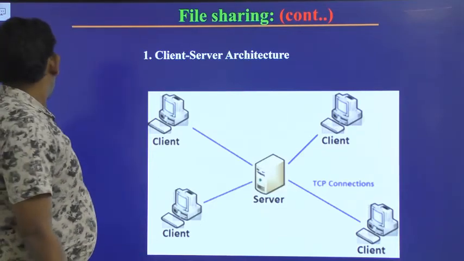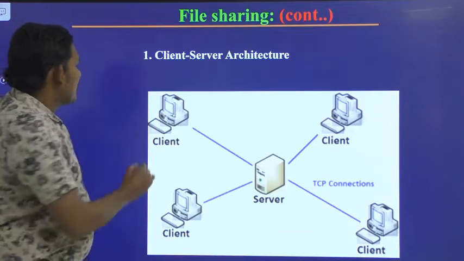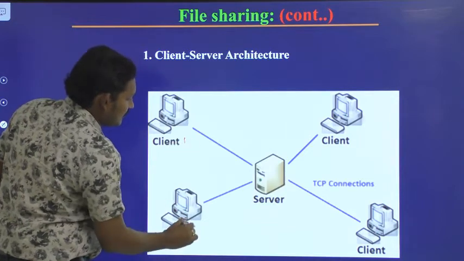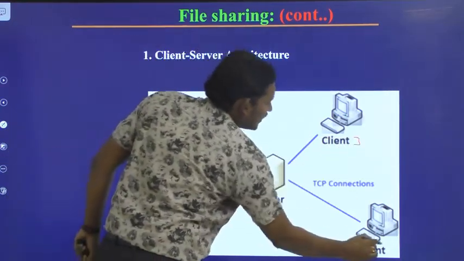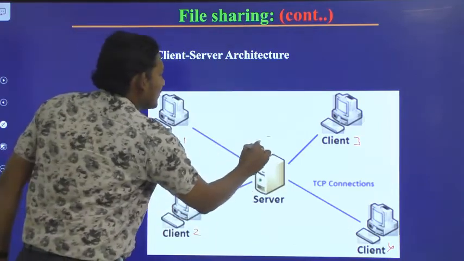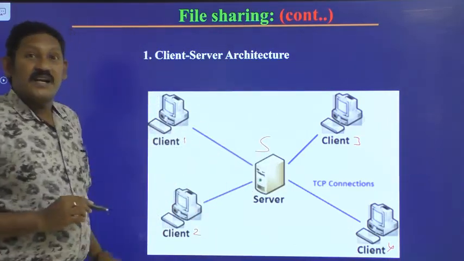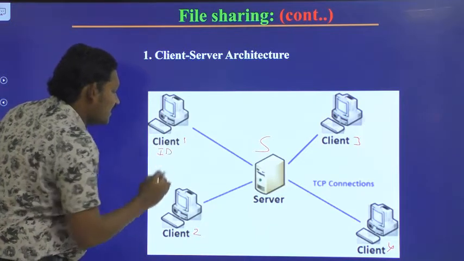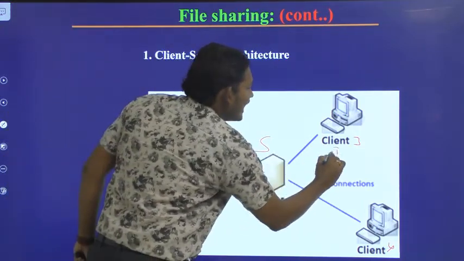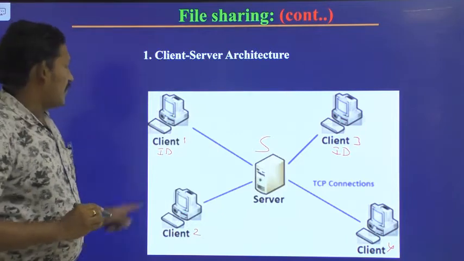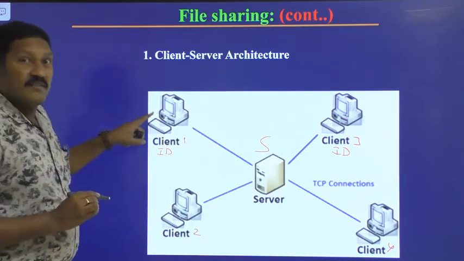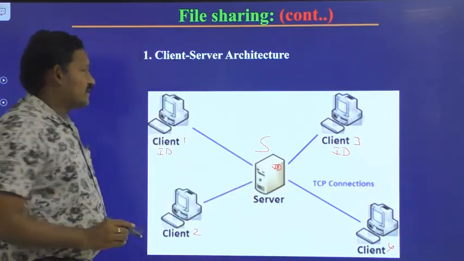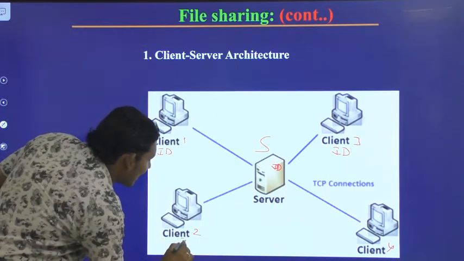So this is the client-server architecture. Here, all these are clients. Let us suppose this is client 1, client 2, client 3, client 4. Let us suppose this is the server. Initially, every client will have an individual ID, an identification number or unique ID. Every client will have an ID, and all the IDs which the individual clients have will be stored here.